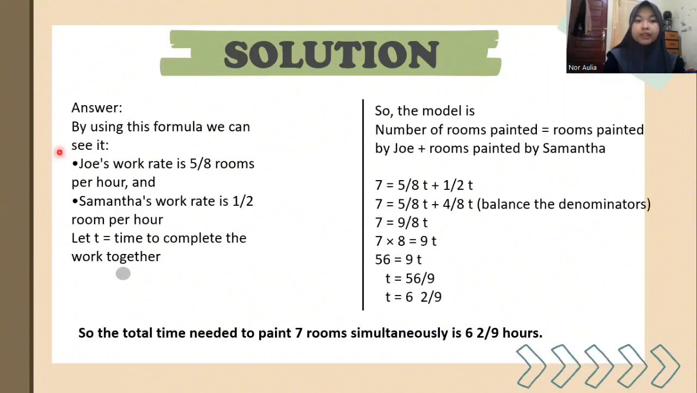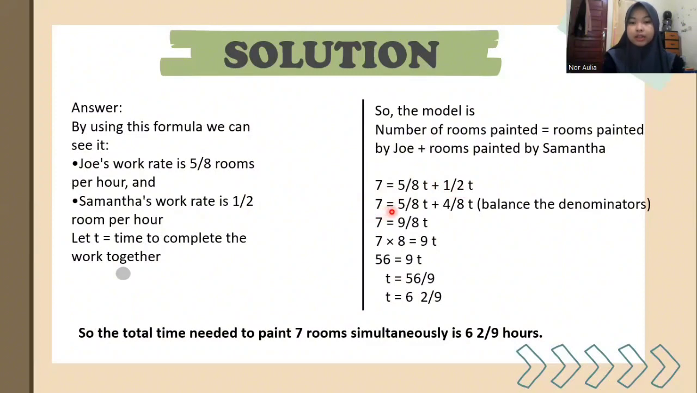The answer: by using this formula, Joe's work rate is 5 over 8 rooms per hour, and Samantha's work rate is a half room per hour. Let t equal the time to complete the work together. So the model is number of rooms painted equals rooms painted by Joe plus rooms painted by Samantha. The number of rooms painted is 7, rooms painted by Joe is 5 over 8 t, and rooms painted by Samantha is a half t.